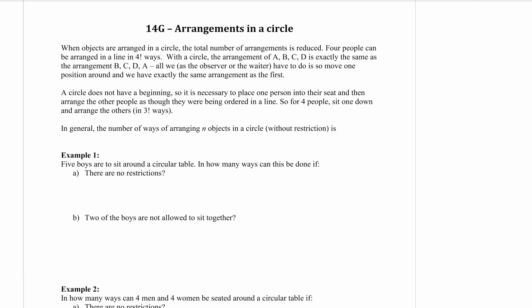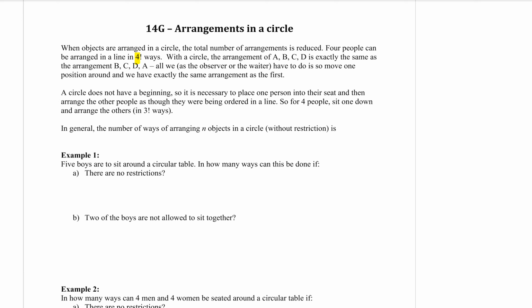4 people, if you were putting them in a line, can be arranged in 4 factorial ways. But with a circle, the arrangement A, B, C, D is the same as the arrangement B, C, D, A. We're just changing which letter we're starting with as we move around that circle. All we have to do is move one position and we have exactly the same arrangement as the first. So, a circle does not have a beginning.